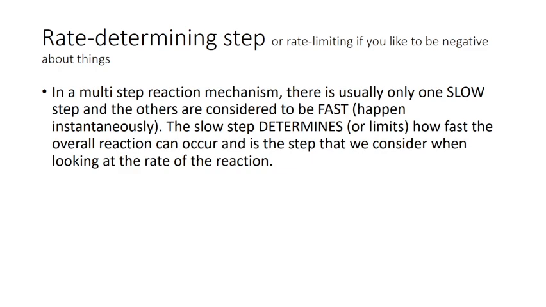So here we're going to talk about something called the rate determining step. In a multi-step reaction mechanism like the one we saw previously, there is usually only one slow step and the others are considered to be fast. The slow step determines how fast the overall reaction can occur, because it is the bottleneck. It's going to hold everything up.